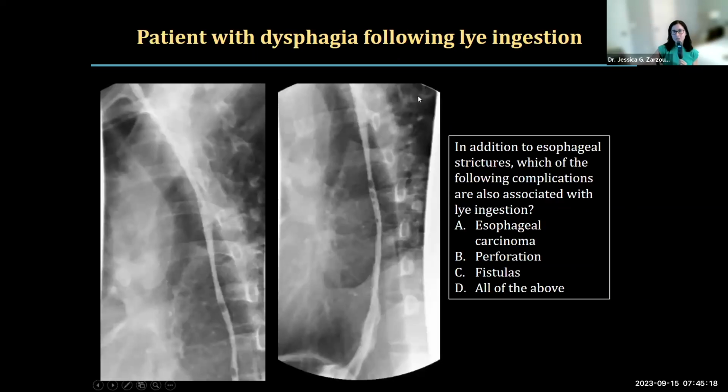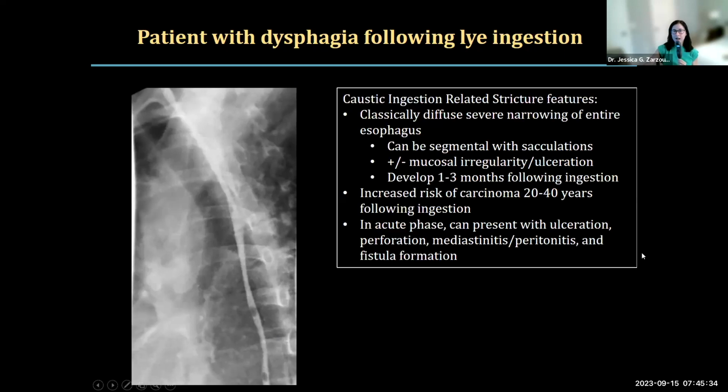This patient had a history of lye ingestion. These are often really sad cases. The entire esophagus is strictured. And in addition to strictures, these patients also have an increased risk of all sorts of things, such as cancer, perforation, and fistulas. It classically presents with diffuse severe narrowing of the entire esophagus, and it can typically develop 1 to 3 months following ingestion and has an increased risk of carcinoma for many years.